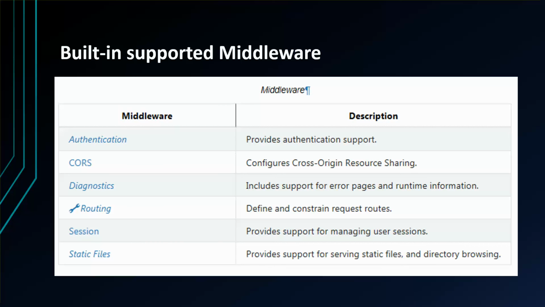And there are built-in supported middleware provided by Microsoft: authentication, CORS, diagnostics, routing, sessions, and static files. Authentication provides authentication support. CORS is for configuring cross-origin resource sharing. Diagnostics includes support for error pages, runtime information, and some insights as well. Routing lets us define our routing for MVC 6 apps. From sessions, we can maintain all the user sessions. Static files serves the directory browsing information and the static file information.